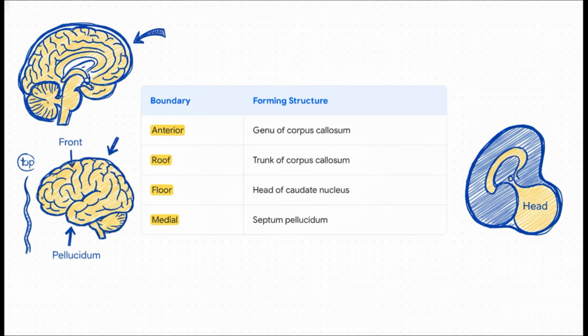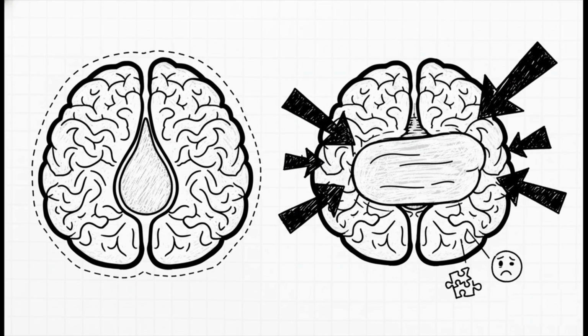Okay, time for some high-yield anatomy, the boundaries. Let's think of the anterior horn as a room. The front wall and the ceiling are both made from parts of that massive structure, the corpus callosum, specifically the genu at the very front and the trunk right on top. The floor is the smooth, rounded head of the caudate nucleus, and the medial wall, the one separating it from its twin on the other side, that's a thin little sheet called the septum pellucidum. So a really simple way to remember it: the giant corpus callosum just wraps around the front and top of this horn.